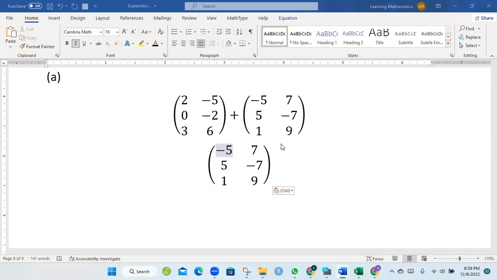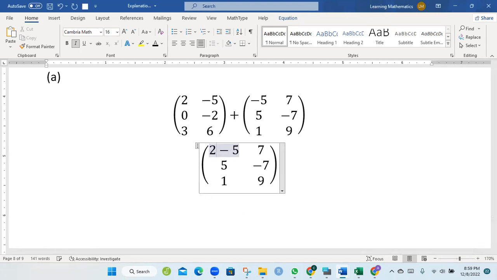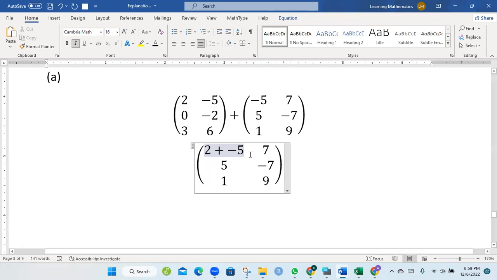And also, these two matrices can be added because they are both the same dimension. They are 1, 2, 3 rows and 2 columns, 3 by 2, and the other one is a 3 by 2. So we can add corresponding elements, and we must get a 3 by 2 for the answer. So it's 2 corresponds to -5. So it's 2 plus -5.